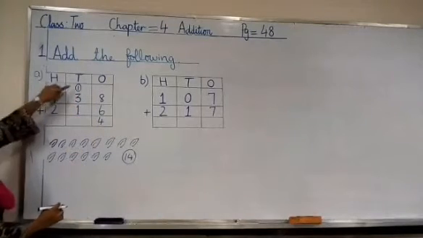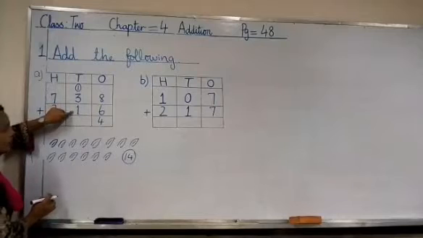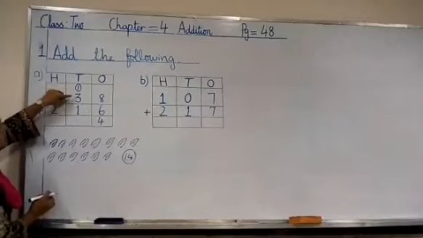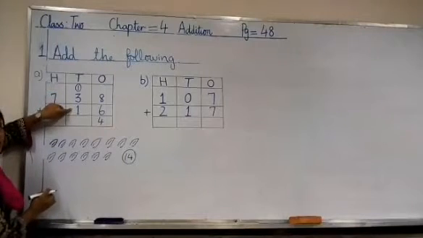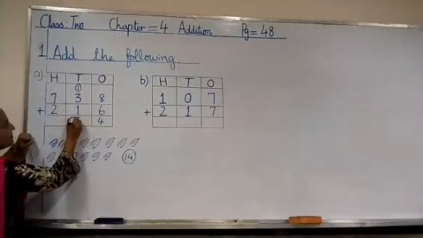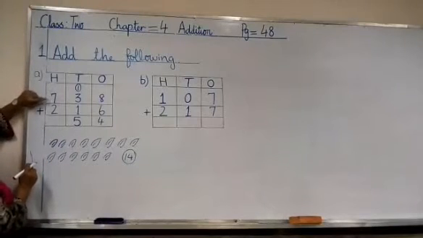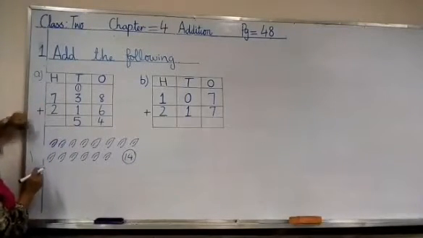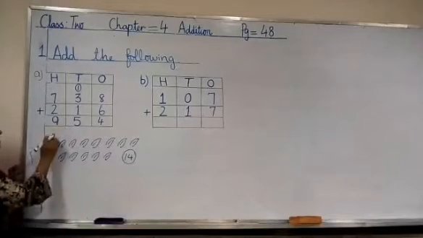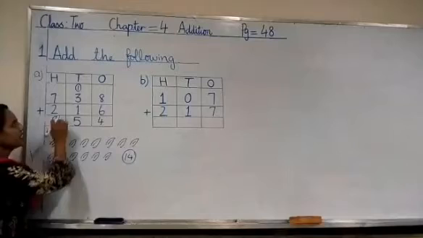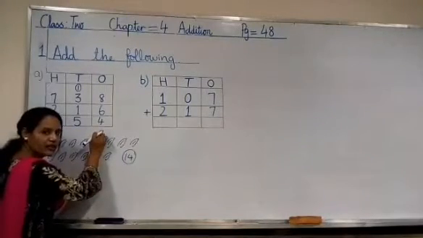Now we will add tens. 1 plus 3 plus 1. So 1 plus 3 is equal to 4 and 4 plus 1 is equal to 5. Very good. Now we will add hundreds. 7 plus 2, what will be the answer? The answer will be 9. Well done, class. So the answer is 9 hundreds, 5 tens and 4 ones.